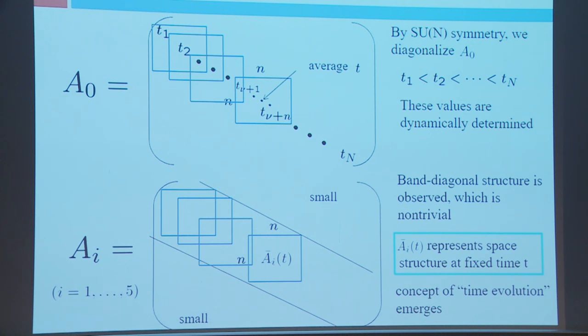It is natural to consider that A_i bar of t represents space structure at fixed time t. And this band diagonal structure guarantees the locality of time, because off-diagonal elements represent the interaction between different times. So this smallness guarantees the locality of time. In this way we obtain a concept of time evolution dynamically in this model, which is non-trivial.